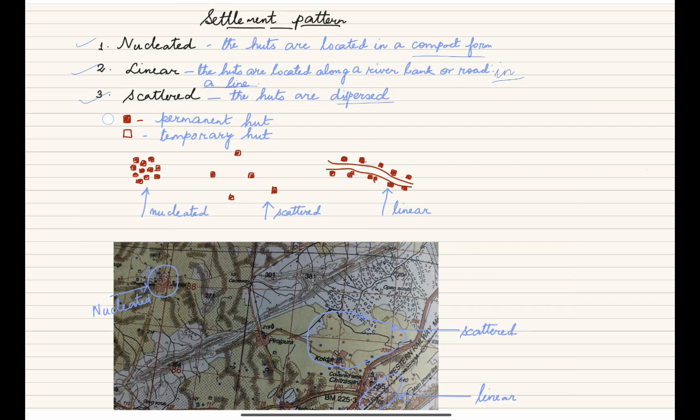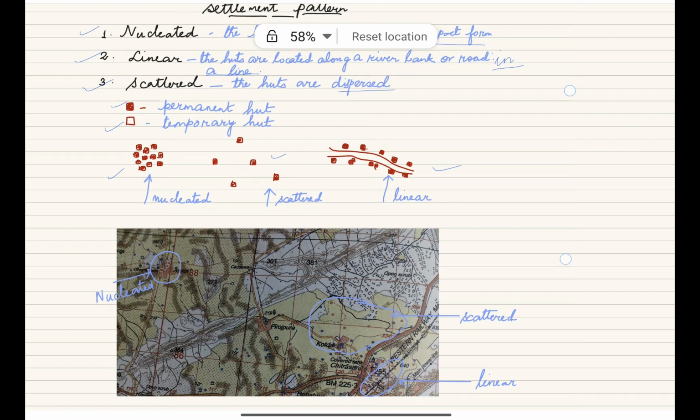If you see this kind of red square, it's a permanent hut, and only if the outline is drawn in red, then it is a temporary hut. Nucleated settlement looks like this. Scattered looks like this. Linear in a line looks like this.